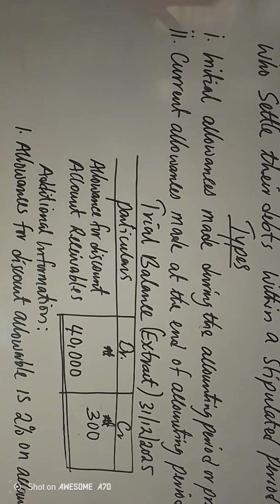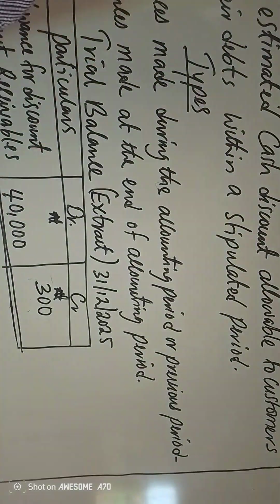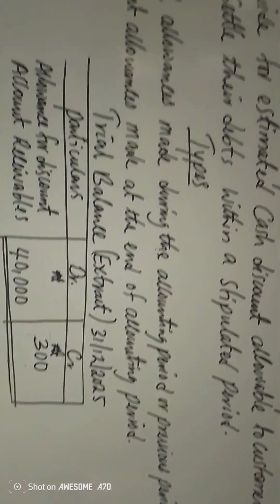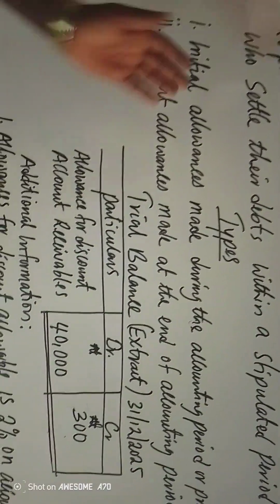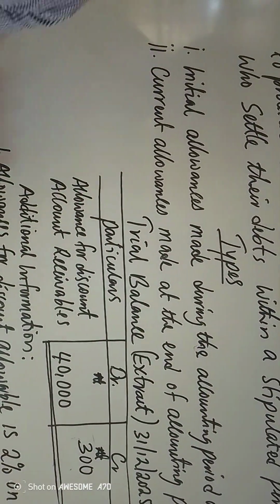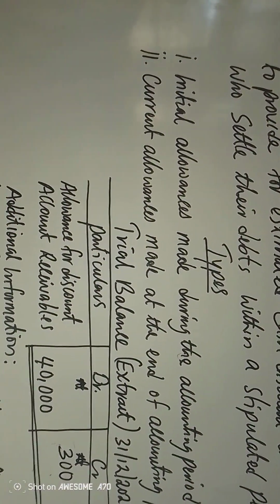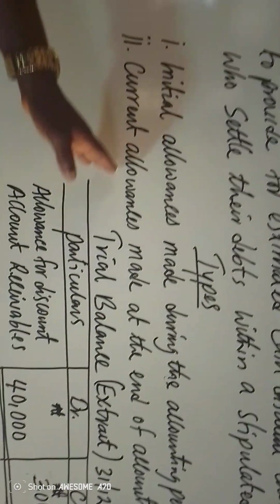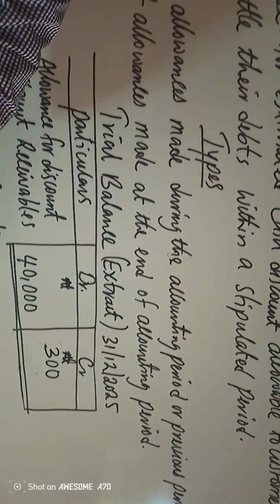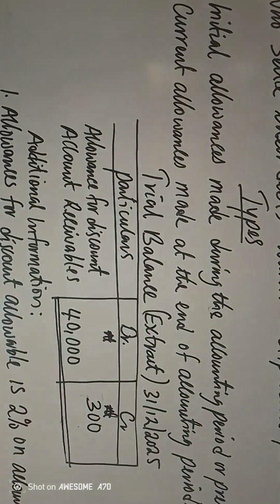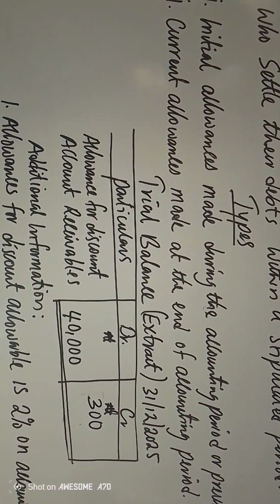The first one is the initial allowances made during the year or during the period, or in the previous period. That is, from the previous period or during the year, a certain amount is expected to be set aside out of the profit for the allowances that will be given to customers that will make payment on time. And then the next one is the current allowances made at the end of the accounting period. Now, previously, the businessman decided to make allowances, that this is the amount they will be giving off the amount they are going to receive from customers.